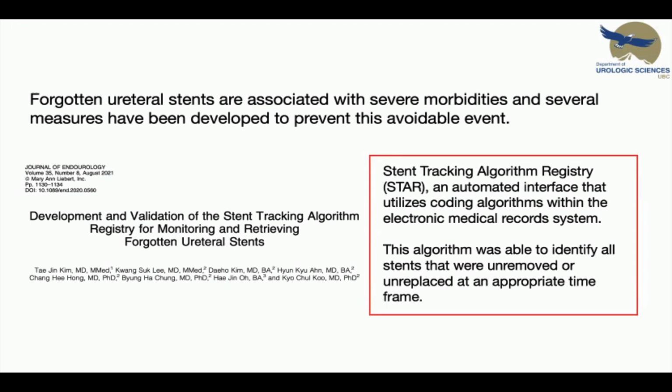Kim and his group developed the stent tracking algorithm registry, STAR. It is automatically activated once the physician enters the stent placement or replacement billing code into the EMR billing system. At 120 days, an overdue notification is generated and sent to the attending physician through an EMR pop-up dashboard and email. In their validation study, they found this algorithm was able to identify all the stents that were unremoved or unreplaced at the appropriate time frame.